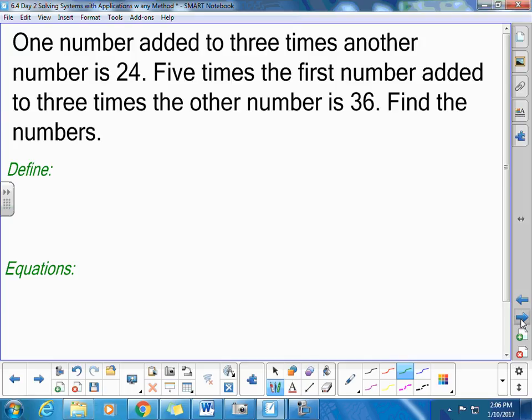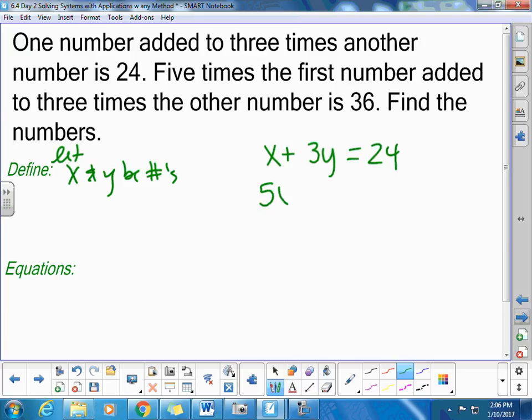One number added to 3 times another number is 24. So let's just talk about that. Again, we have two numbers. Let x and y be the numbers. One number added to 3 times the other is 24. That's one of our equations. 5 times the first number added to 3 times the other number is 36. Find the numbers. Let's see, we can do substitution and elimination.